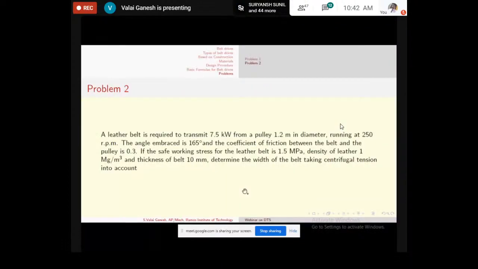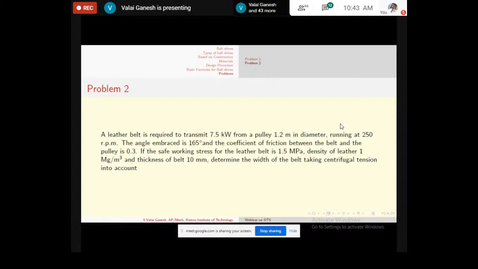Problem number 2 is: a leather belt is required to transmit 7.5 kilowatt from a pulley 1.2 meter in diameter. Okay, so in this case, they have given the power transmission, that is 7.5 kilowatt, which is equivalent to 7,500 watt. Pulley diameter is 1.2 meter, running at 250 rpm. Okay, n is 250 rpm.